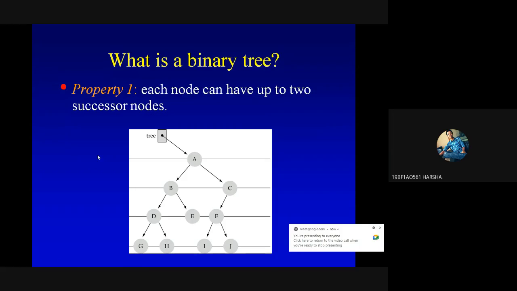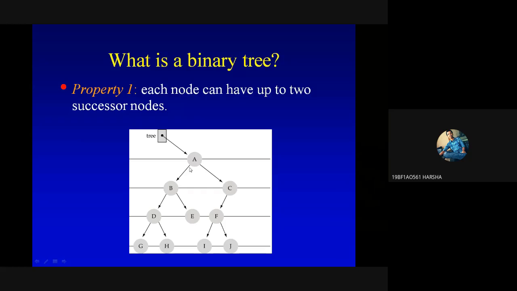The first property is that each node can have up to two successor nodes. See here, for example, A has two children, B and C. B has two children, D and E, maximum. I mean, we can have 0, 1 or 2, up to 2 nodes. See here, C has one node as a child. That is the first property of a binary tree.